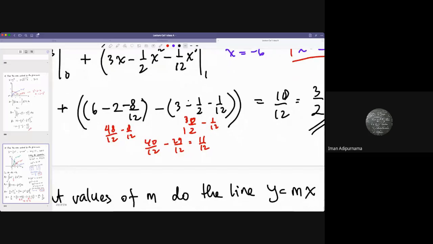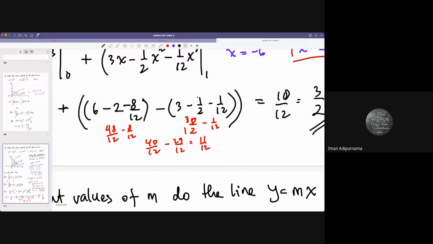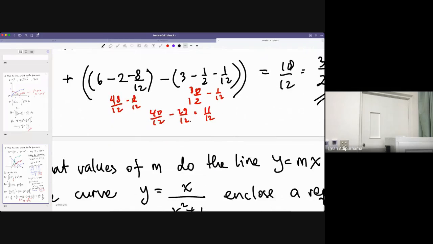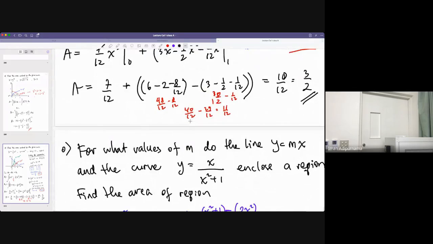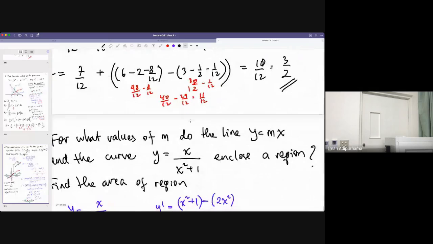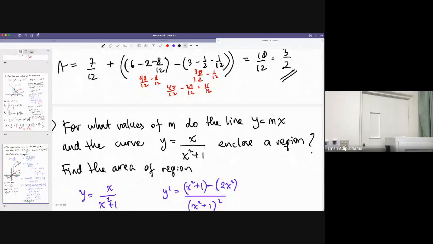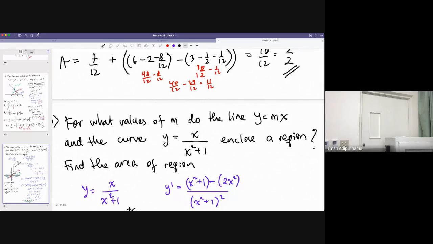Okay. Now the next question is a little bit different. For what values of m do the line y equal mx and the curve y equal x over x squared plus 1 have a region in between of them. You need to find the area of the region. Okay.